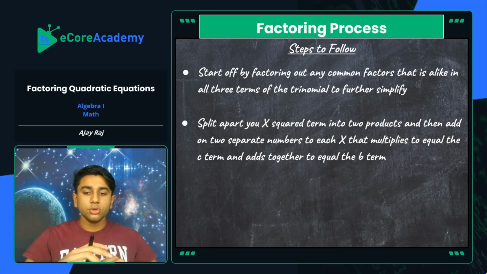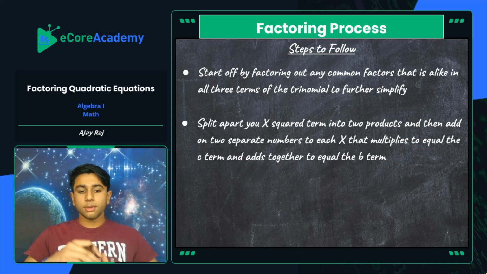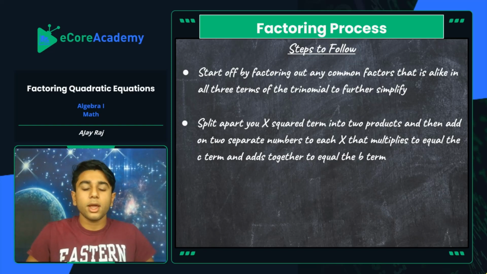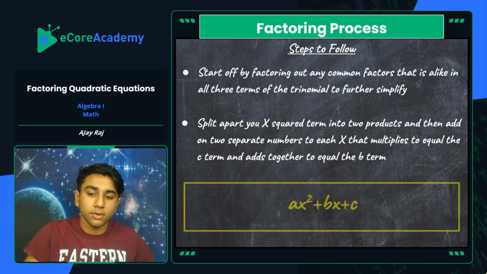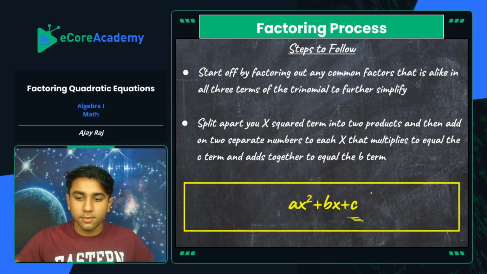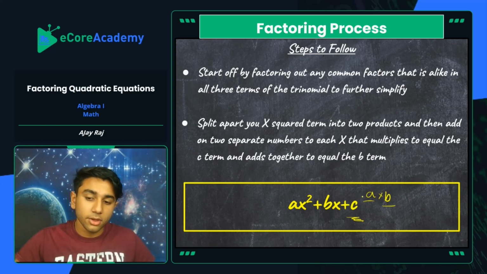And then you'd add on 2 separate numbers to each x. Now, those 2 separate numbers that you're adding onto each x are going to make your binomials, and they're going to multiply to equal the c term, the very last term of your equation right here. So they're going to multiply. So let's say we have a times b. Those are your 2 terms that are added onto your x's. Those, a times b, are going to equal your c value, and then a plus b is going to equal your b value right here.